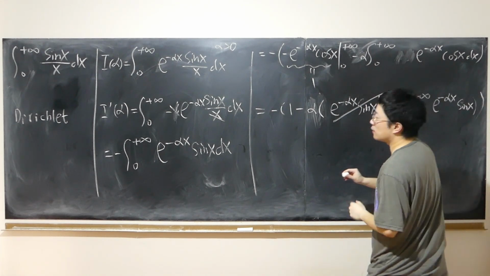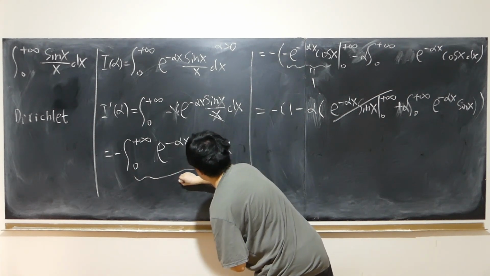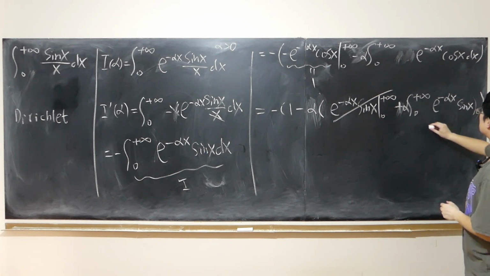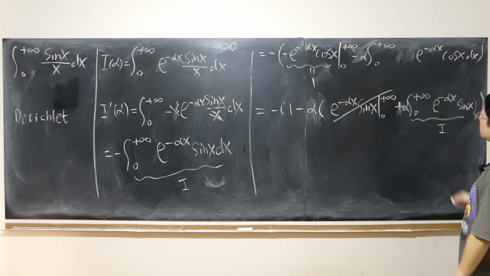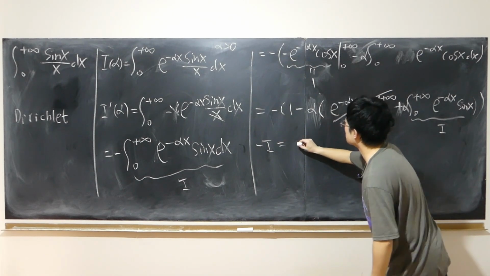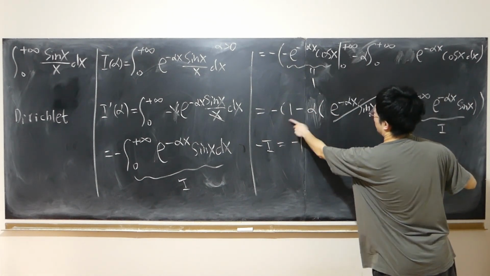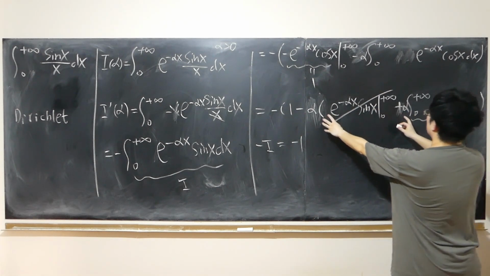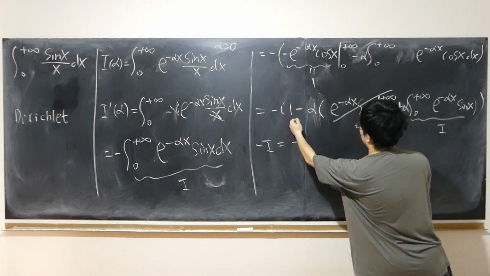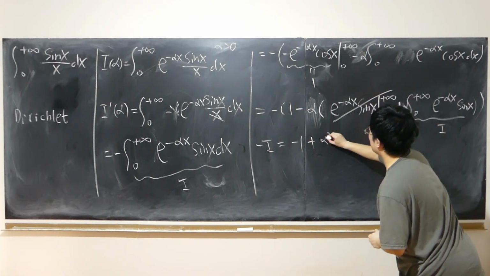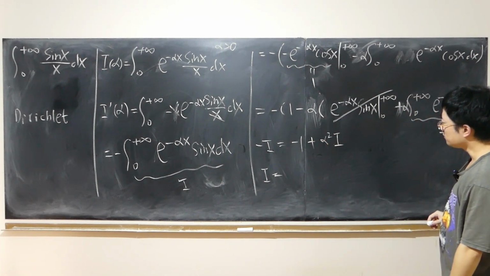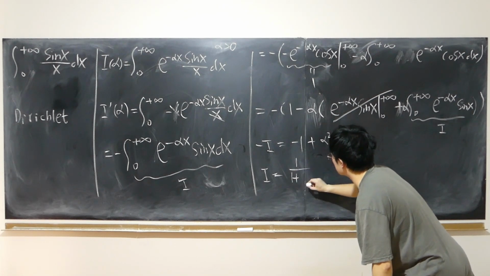And so in the end, if I denote this integral as I, and I think this integral is also exactly the same as that one, so in the end I have negative I equal to negative 1, I expand everything out, I have alpha multiplied by this one, alpha squared times I, plus alpha squared I, and so that I should be equal to 1 over 1 plus alpha squared.